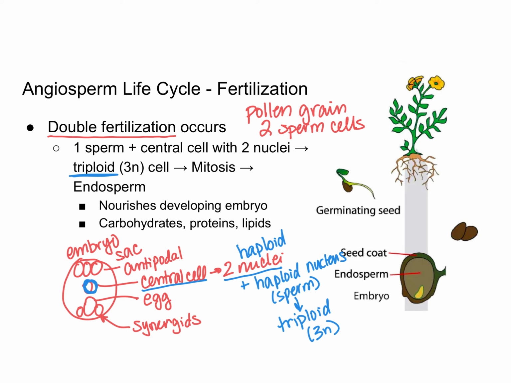Now, this triploid cell is going to go through mitosis. Remember, mitosis is just producing more of the same cells. And ultimately, this structure, so this central cell with this haploid sperm fertilizing it, is going to create what we call the endosperm. And the endosperm is ultimately what is going to nourish the developing embryo inside the seed. And so these cells are going to produce carbohydrates, proteins, and lipids, which the cells in the seed are going to be able to use to make energy and other structures as they grow and develop.